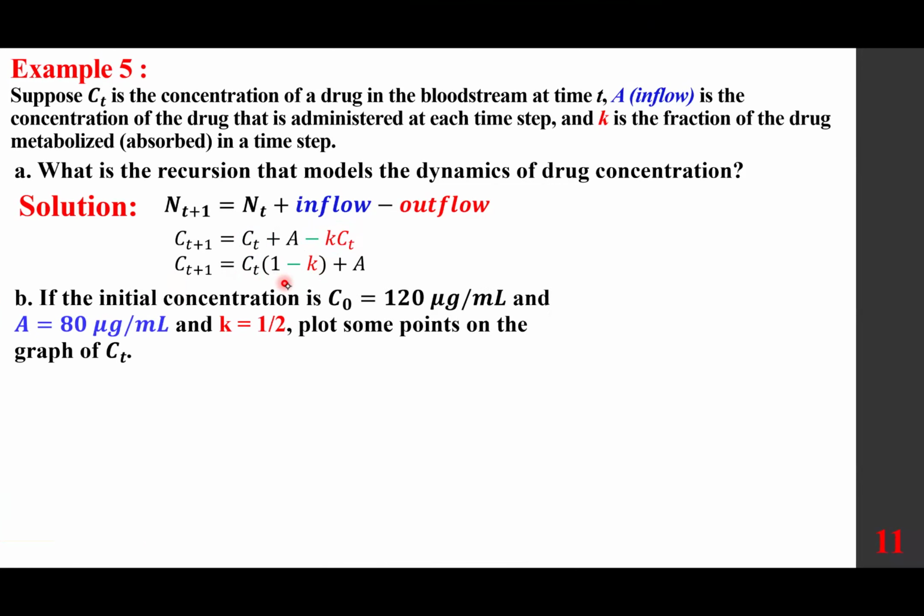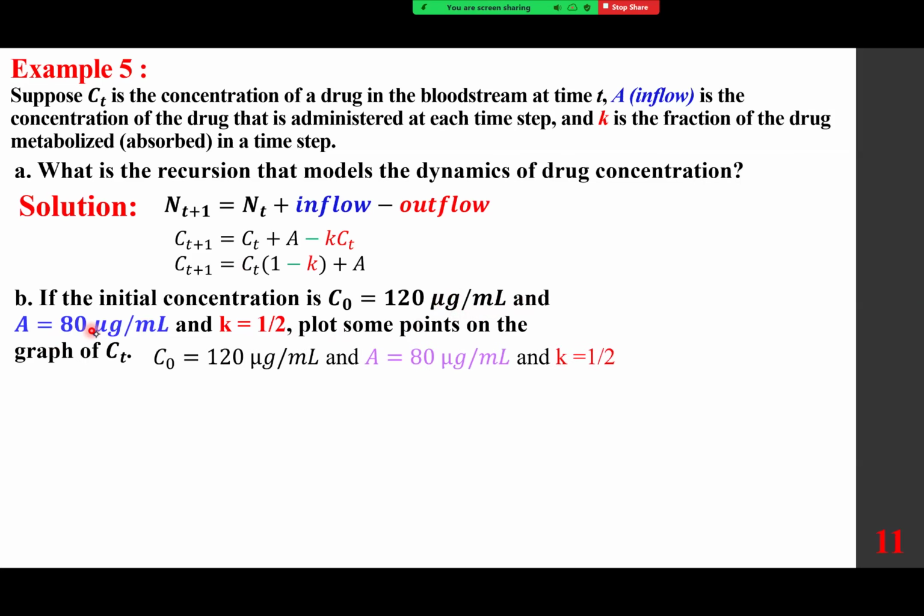If the initial concentration is C sub 0 equals 120 micrograms per milliliter, and A equals 80 micrograms per milliliter, and K equals 1/2, plot some points on the graph of C sub t. Well, let's see what's given, and we're going to put it into the formula first and foremost. C sub 0, the initial amount, is 120 micrograms per milliliter. Then the amount of inflow A is 80, K is 1/2. That's the given.